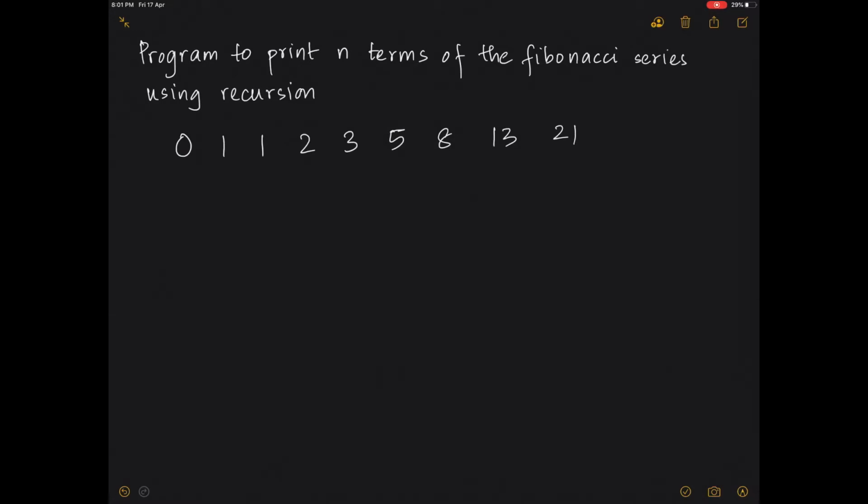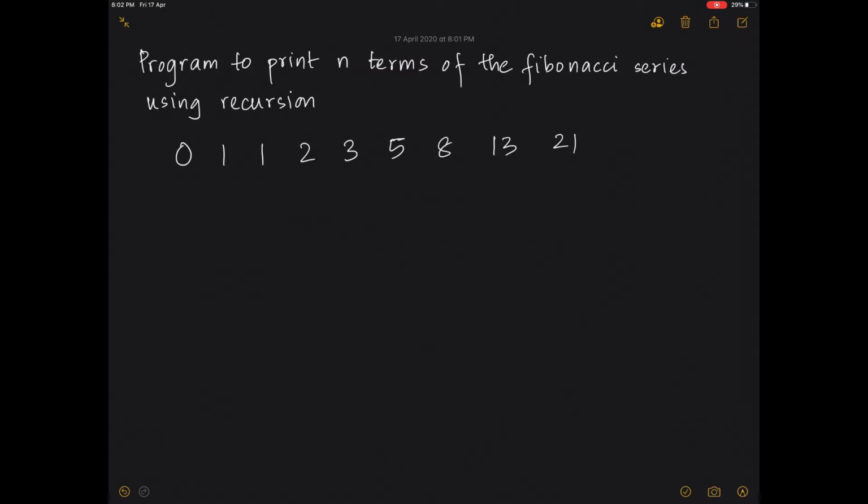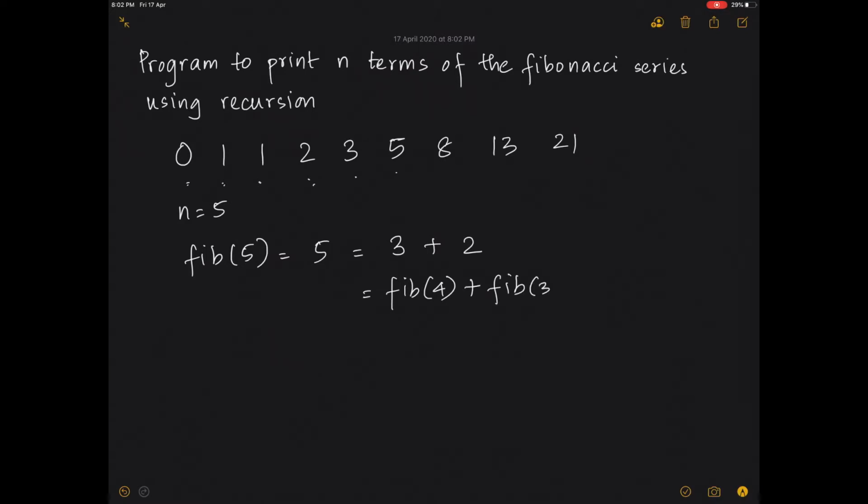Like we have seen a factorial program, let's try to break this down into smaller values. So let's say n is equal to 5. I want to print the value of Fibonacci 5. So Fibonacci 5 is 0, 1, 2, 3, 4, 5. The value is 5. This value of 5 is generated by adding 3 and 2. What is 3? It is 0, 1, 2, 3, 4, meaning the fourth Fibonacci term plus the third Fibonacci term.